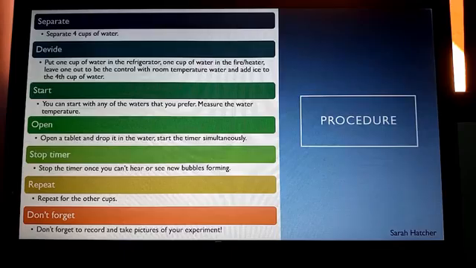For the procedure, we separated 4 cups of water. One cup we put in the refrigerator, another cup we put to heat, another we left on the counter so it will get to room temperature, and in the 4th cup we added some ice.